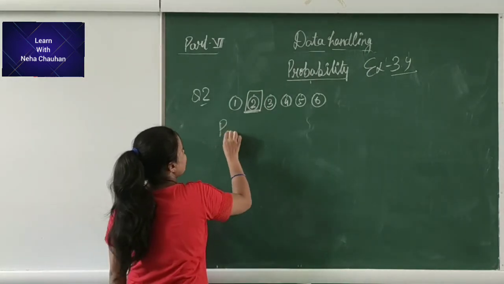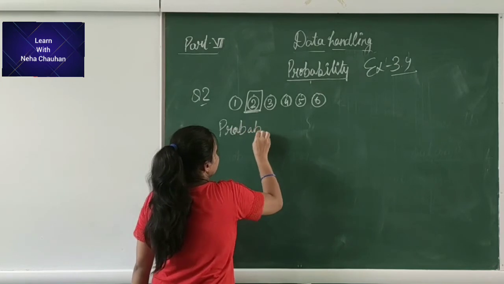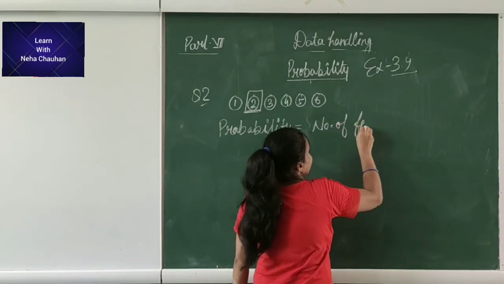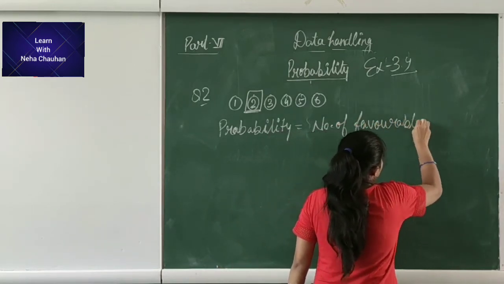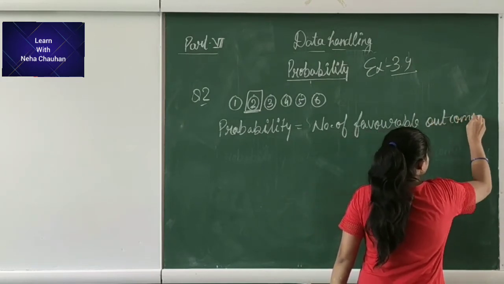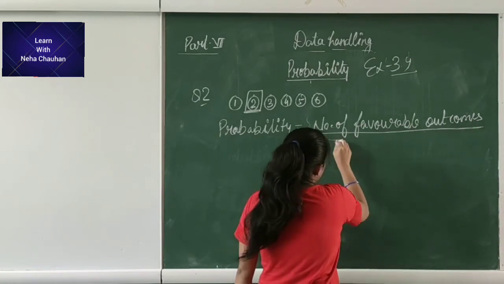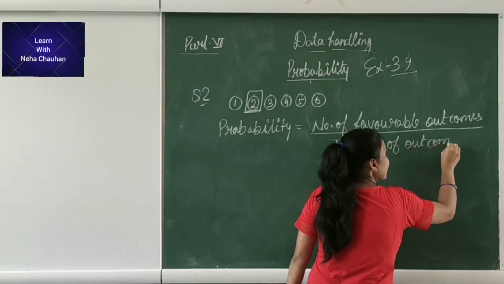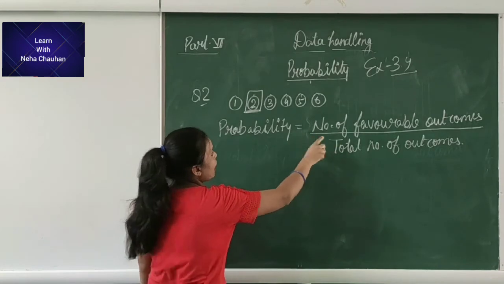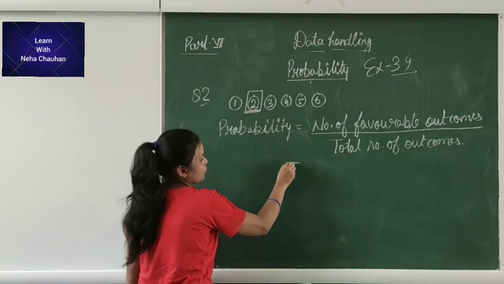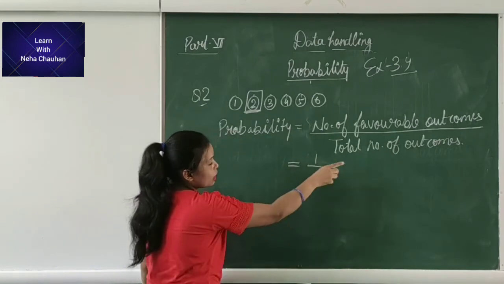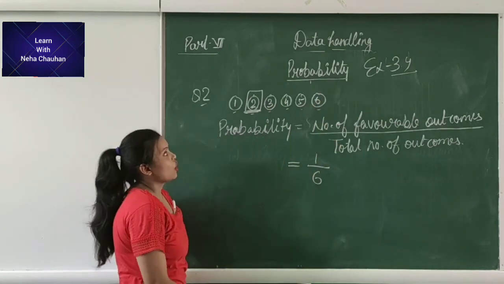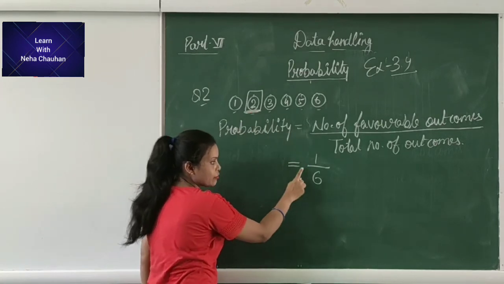So what is the formula of probability? This is number of favorable outcomes divided by total number of outcomes, right? Okay, so we have only one favorable outcome, that is 1, and total number of outcomes 1, 2, 3, 4, 5 and 6. So the probability of getting a marble marked with 2 is 1 by 6.